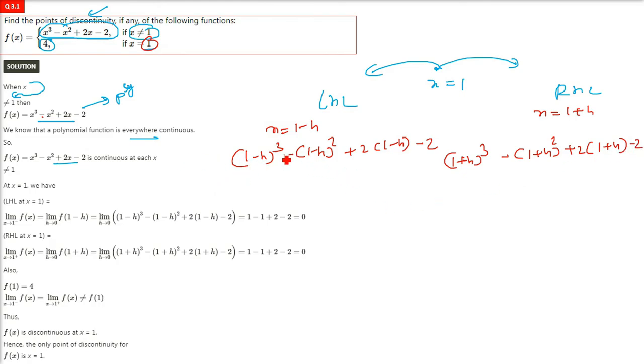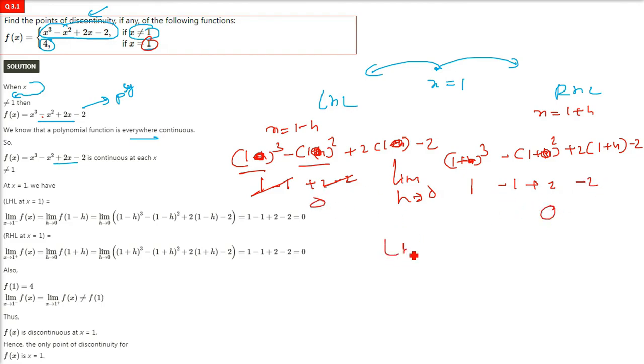Now there are two ways. Either you open all these, cube and square, etc. But I'll just tell you the shortcut. Just apply h tends to 0 here only. Just make it as 0. You'll get the same answer. So 1 minus 1 plus 2 minus 2 here. So it is going to be 0. Right hand side, again apply h tends to 0. So 1 minus 1 plus 2 minus 2. Again it is 0. Okay.